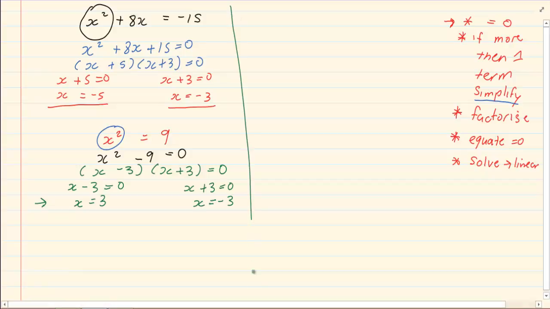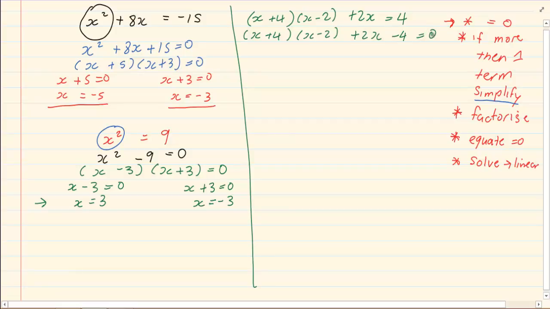If I gave you x plus 4 into x minus 2 plus 2x is equal to 4. Now the first rule states make it equal to 0. So we have x plus 4 into x minus 2 plus 2x minus 4 is equal to 0. But look at this equation. There is more than one term in this equation. We have three terms, which means we have to simplify before we can continue.